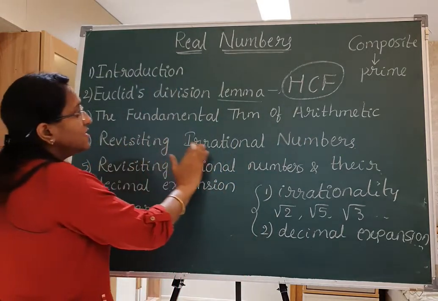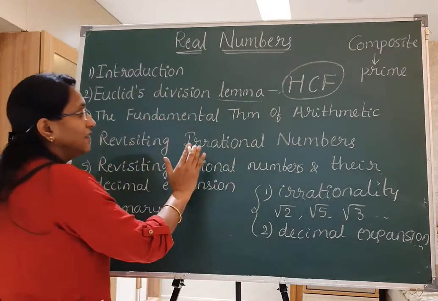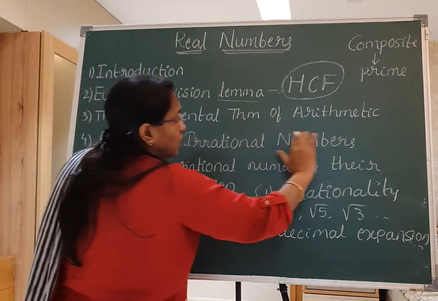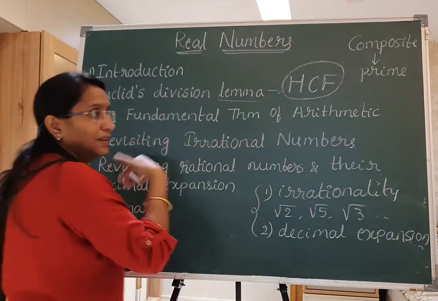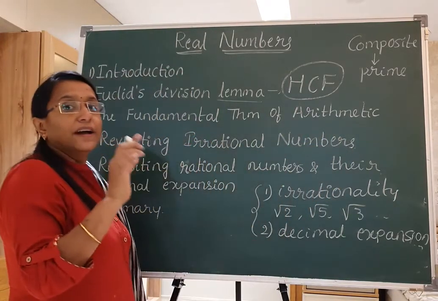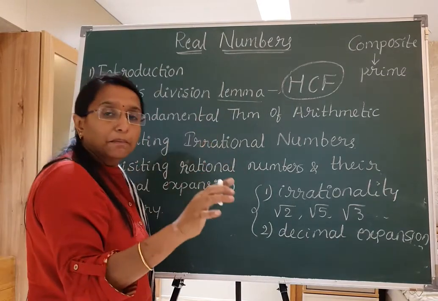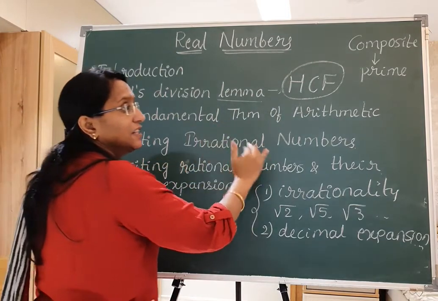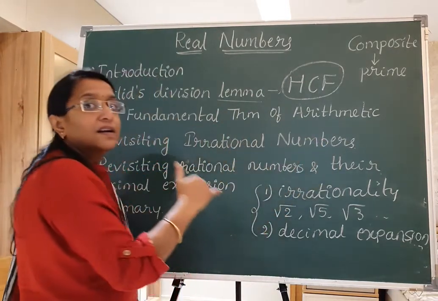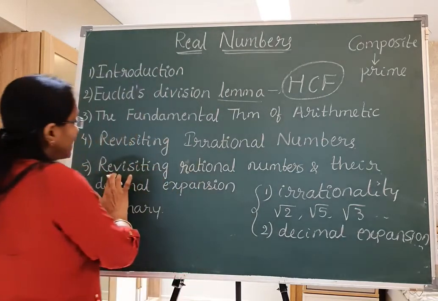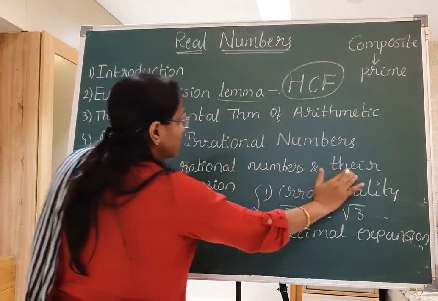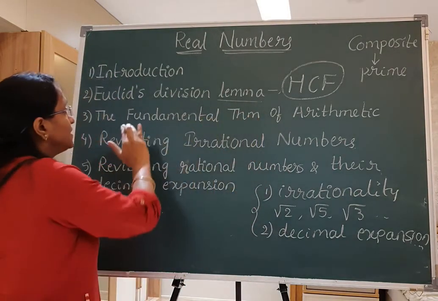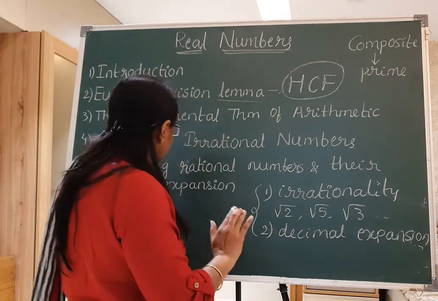Next is revisiting irrational numbers. It is nothing but proving the irrationality by using this theorem. Here we will solve the problems. In the previous class, you learned how to locate an irrational number on the number line. The next part is the decimal expansion, or the irrationality of that number is to be proved. Next is revisiting rational numbers and their decimal expansion. It is also done using the fundamental theorem of arithmetic.